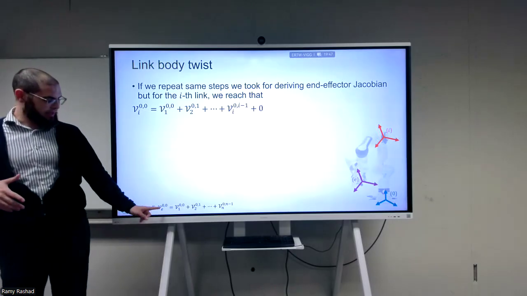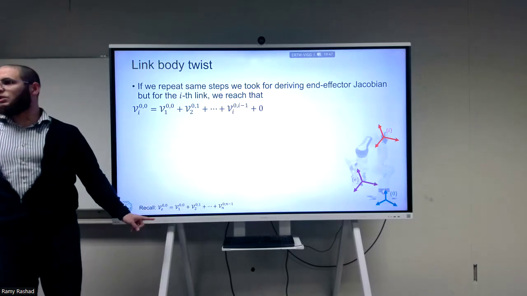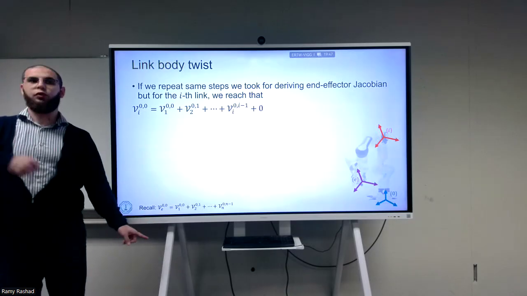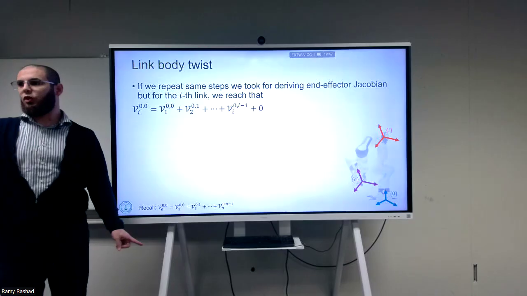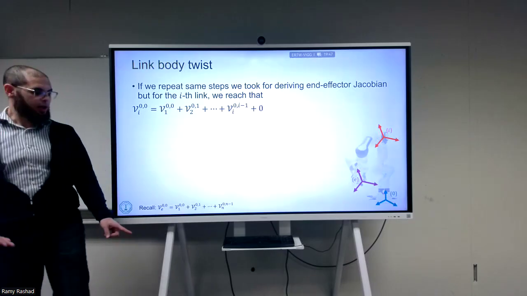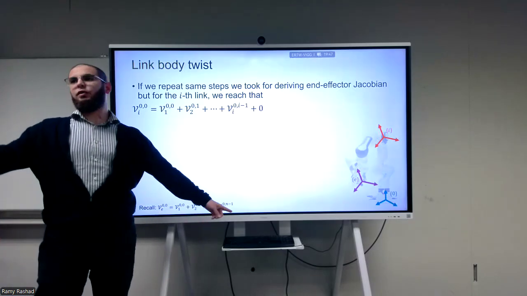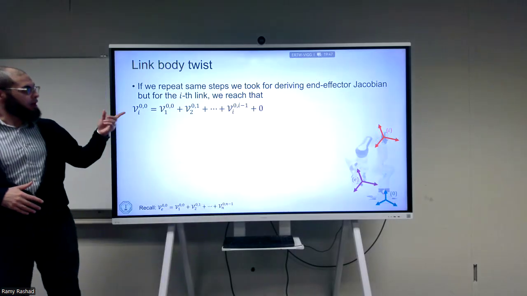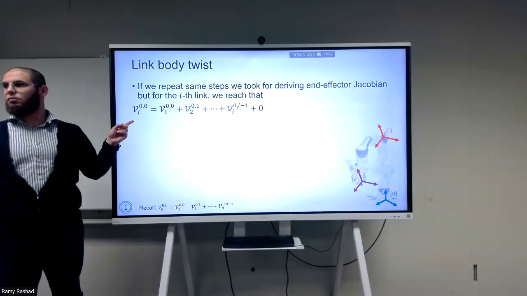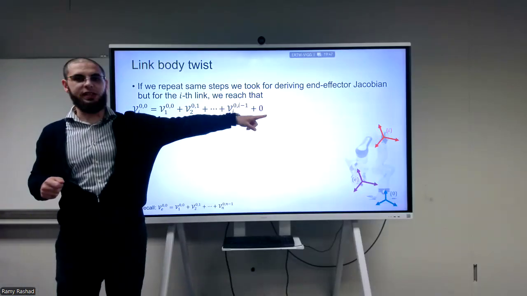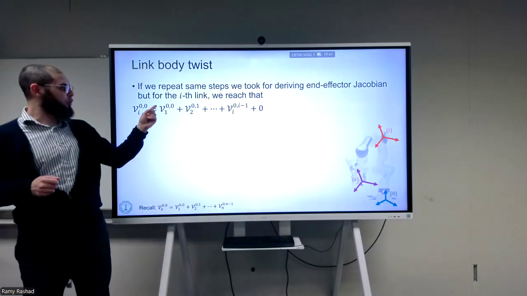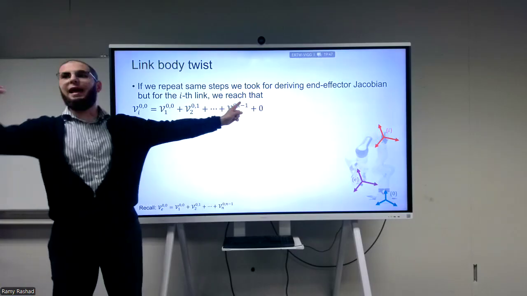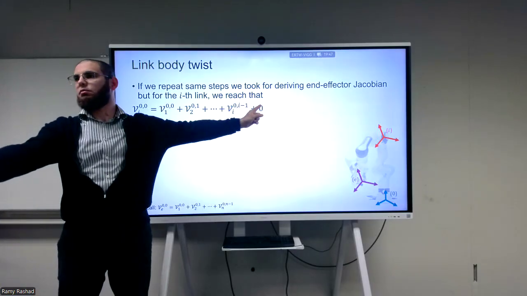We started by saying that the end effector twist with respect to the zero frame, expressed in the zero frame, is simply the twist of 1 with respect to 0, plus 2 with respect to 1, plus 3 with respect to 2, up to n with respect to n minus 1. And we also had an E with respect to n, but we said this is 0 because they are both connected to the same body. If you want the twist of the ith link, you simply go from 1 to 0, 2 to 1, up to I minus 1, and everything else afterwards becomes 0.